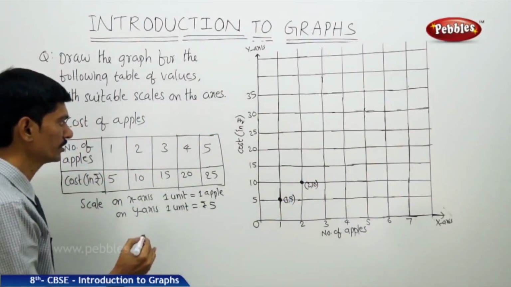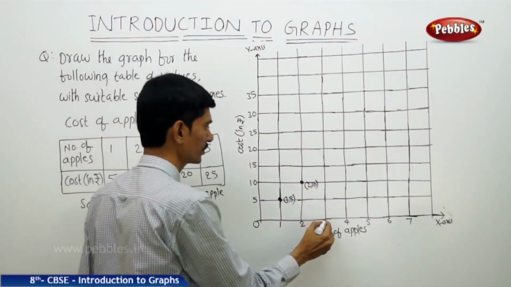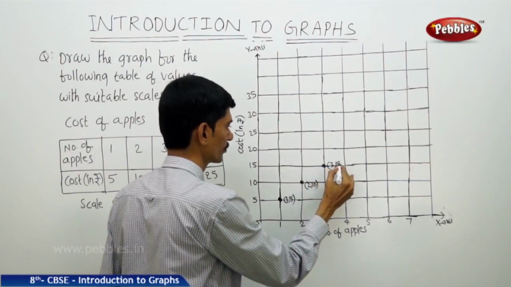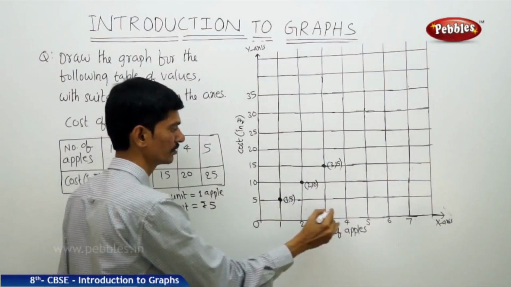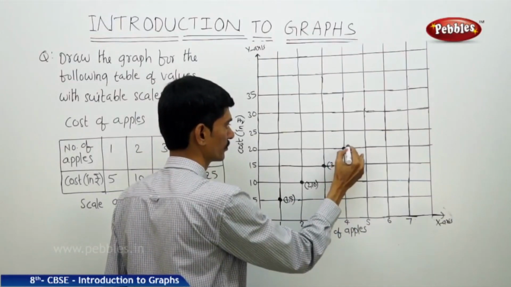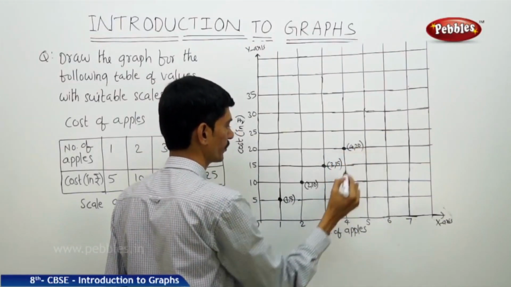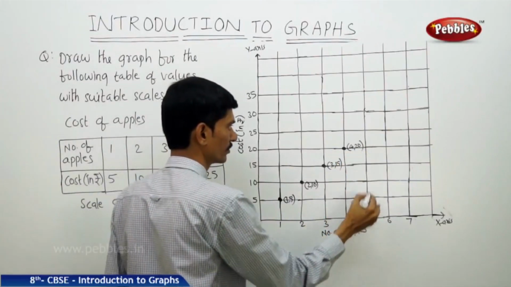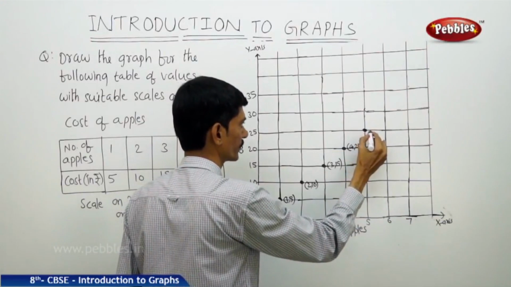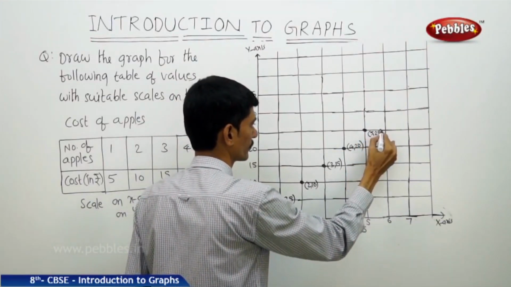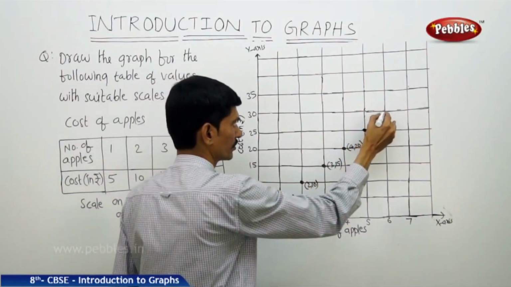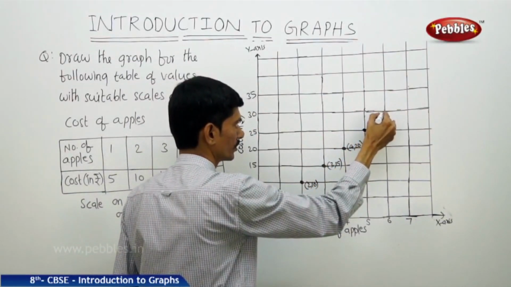And the next point is 3, 15. So on the x-axis 3, on the y-axis 15. Next point is 4, 20. On the x-axis 4, on the y-axis 20. Next point is 5, 25. On the x-axis 5, on the y-axis 25. Now if you join all these points, then we get a straight line.